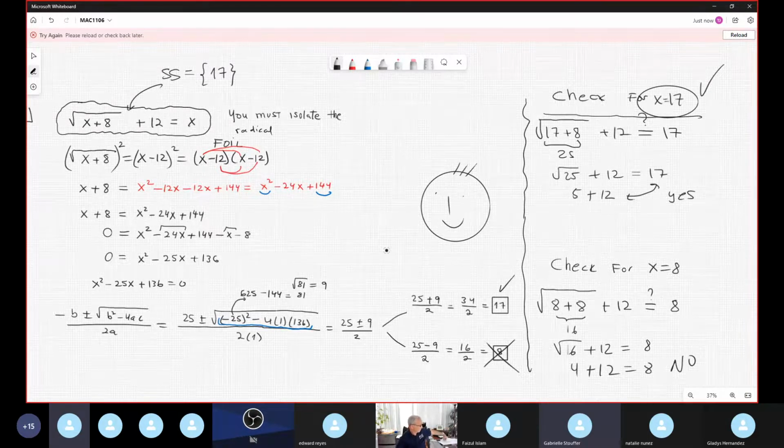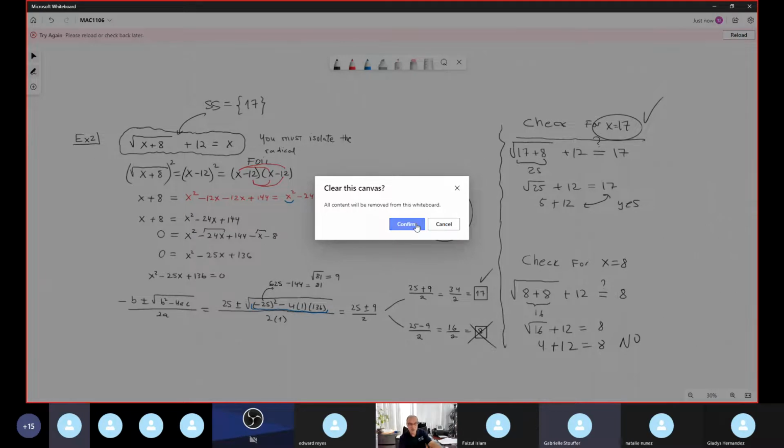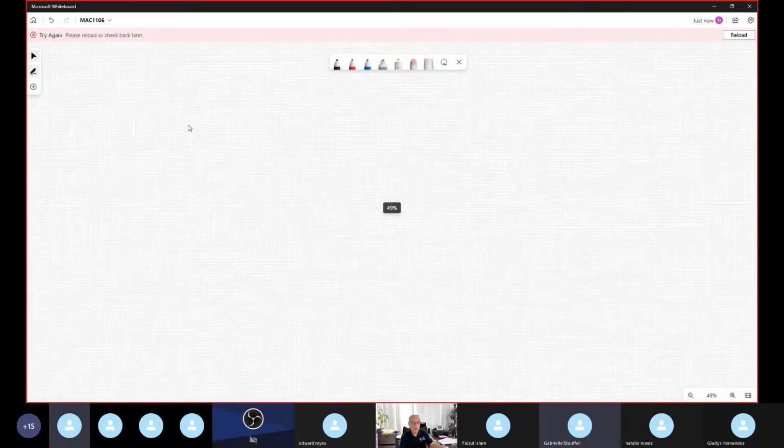Clear. Let's do one more radical equation, but this is complicated and long because it includes 2 radicals. I need to train you for this. So far, examples 1 and 2 are solving a radical equation that contains only 1 radical. But suppose that you have 2 radicals. So what should I do?